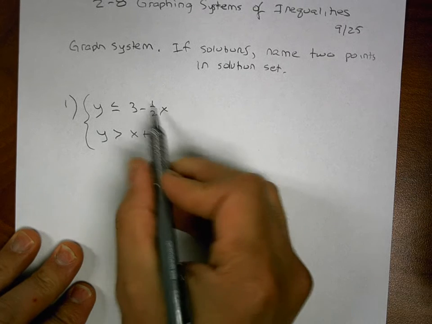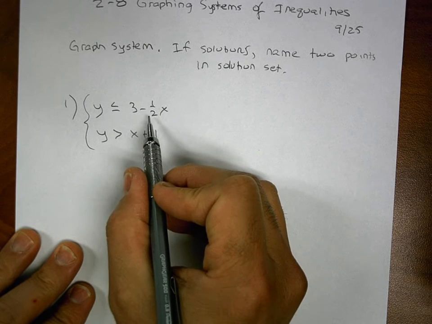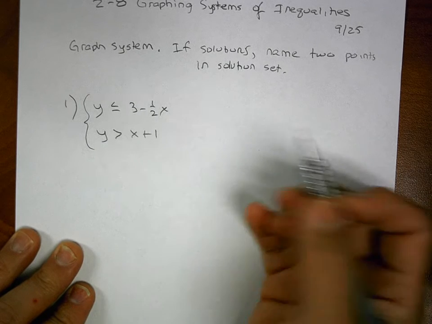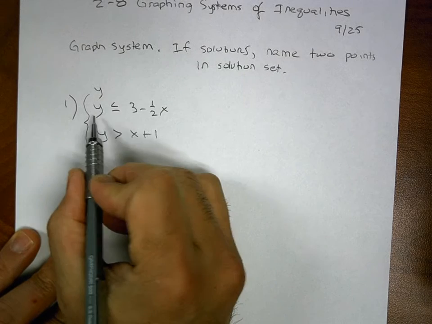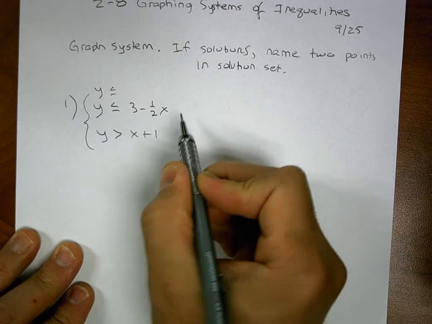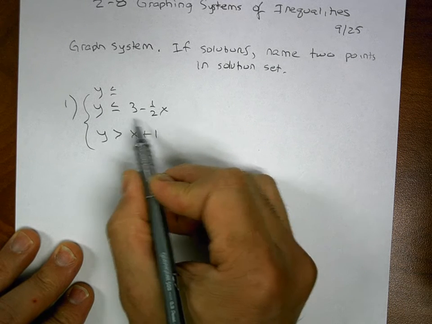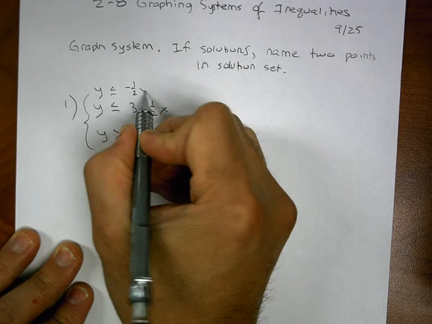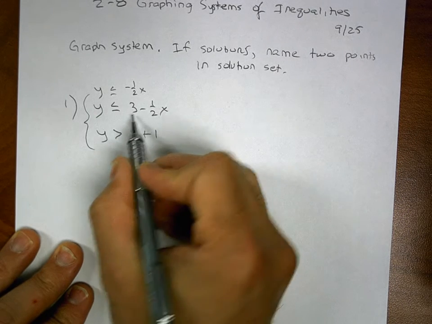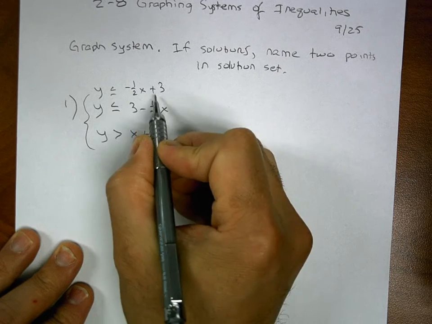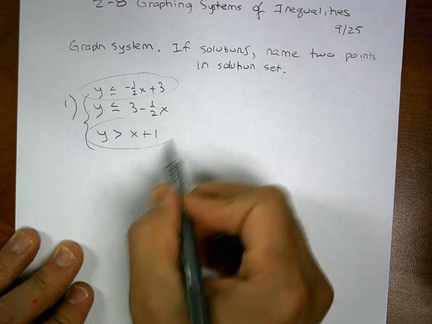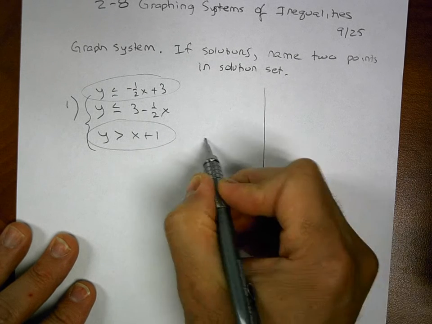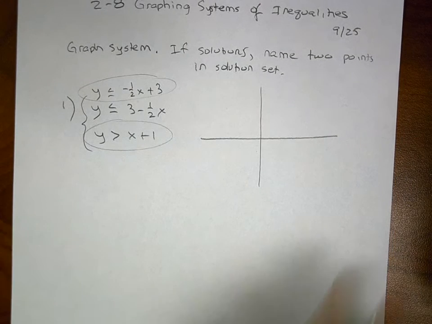All right, well, this one we could keep as is, but I usually like the x first. So I'm just going to rewrite it, just because that's the way we're used to seeing it. So I'm going to write this right above it. Y is less than or equal to, how do I rewrite this? Negative 1/2 x plus 3. I just moved the 3 to that side. Okay, so we have this, and this is basically our system. All right, so let's go and graph it. We're going to graph it on the same axes.